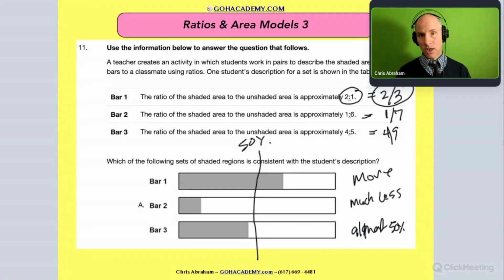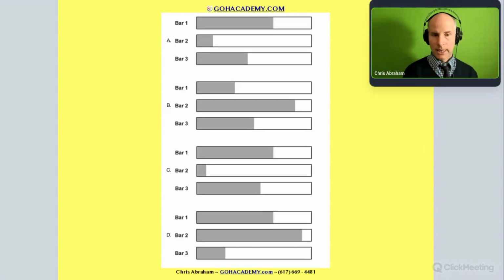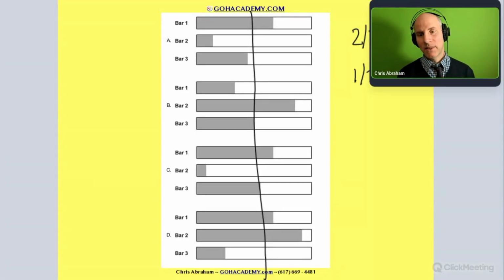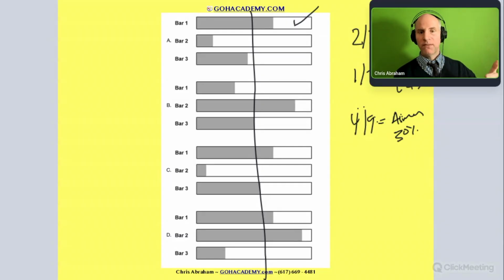If we compare these to the other options, and I draw that line in all of them, right? This is very rough. Again, the first one is 2/3, which is going to be more than 50%. The next one is 1/7, which is going to be much, much less than 50%. And the last one is 4/9, which is almost 50%, right? So look at this one. It's more than 50%. It's much less than 50%. It's almost 50%. Now let's cross out the others.